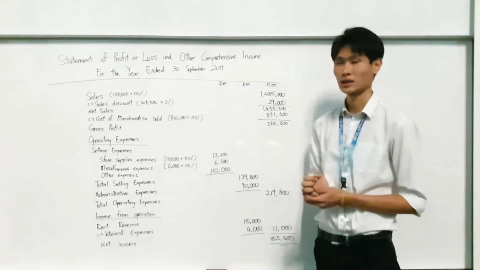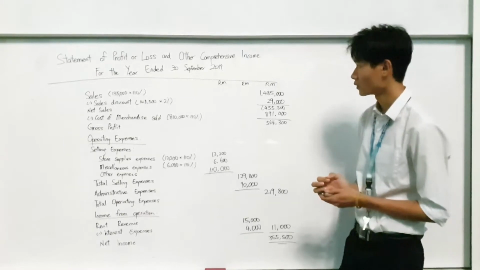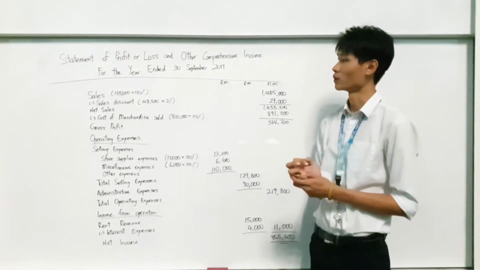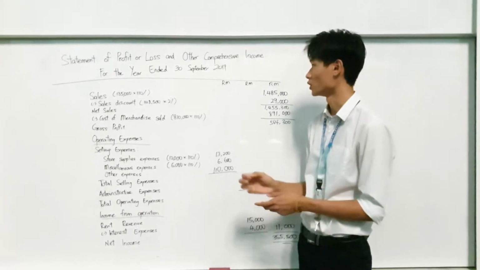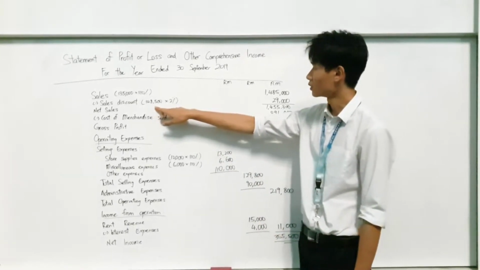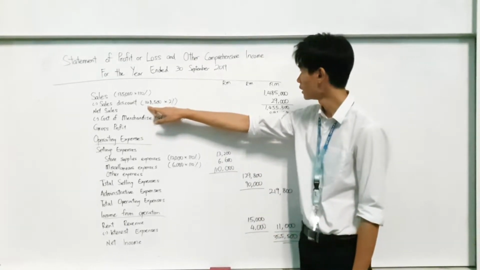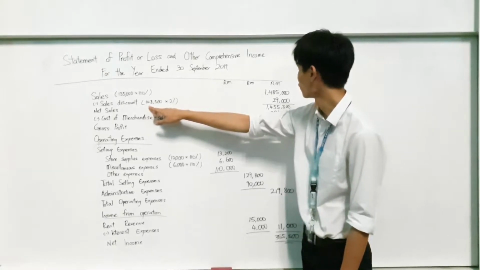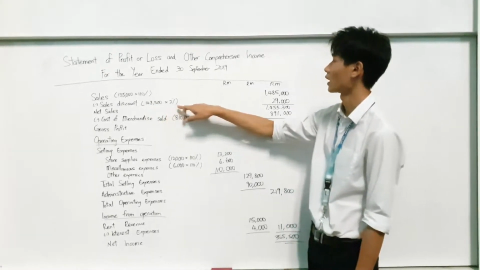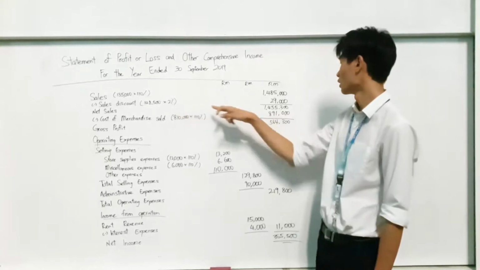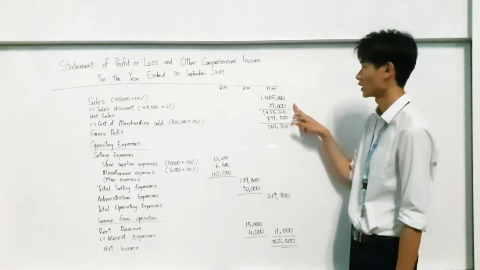So the sales estimate for the new term: sales discount is he will give a 2% discount if paid within 15 days. So we estimate the sales discount, all the creditors will pay within the 15 days. So we use the sales times the discount, 1,485,000 times 2% discount. So we get 29,700 ringgit.